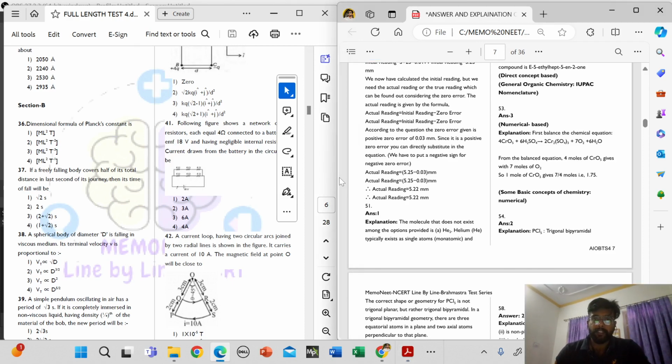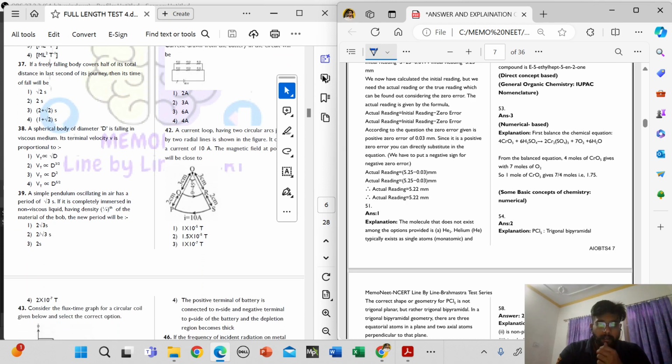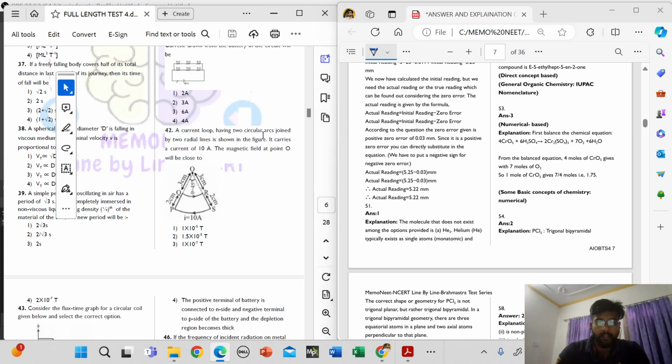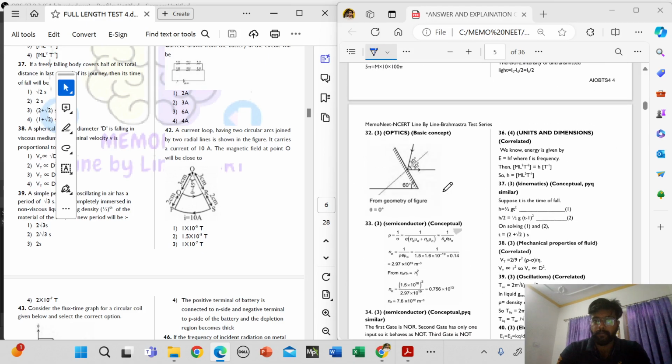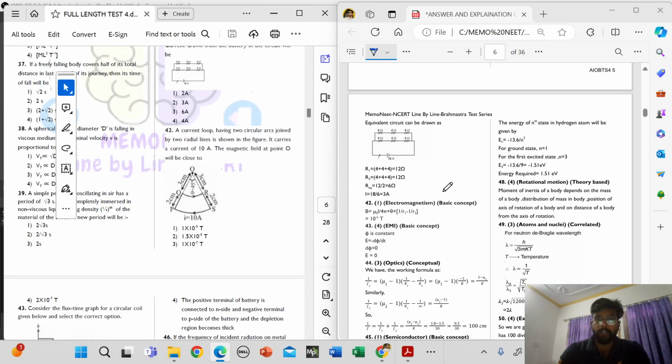So now let's move to the next question. Question number 42. The question is a point having two circular arcs joined by two radial lines, as shown in the figure. It carries a current of 10 ampere. Find the magnetic field at point O. So let's see the solution for question number 42.